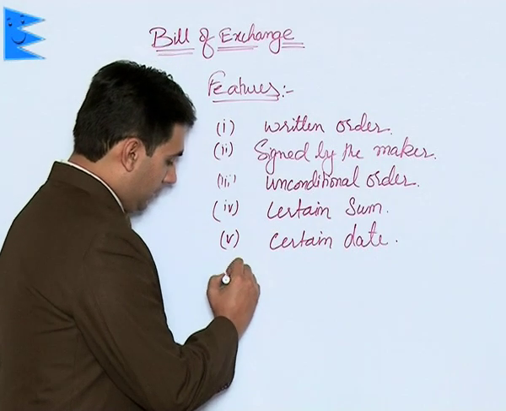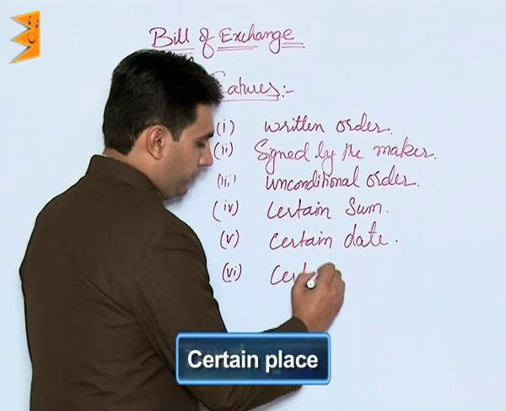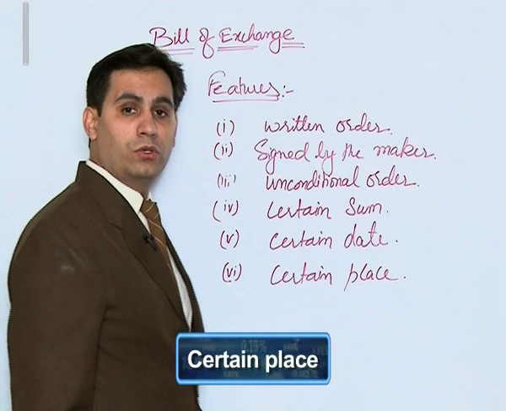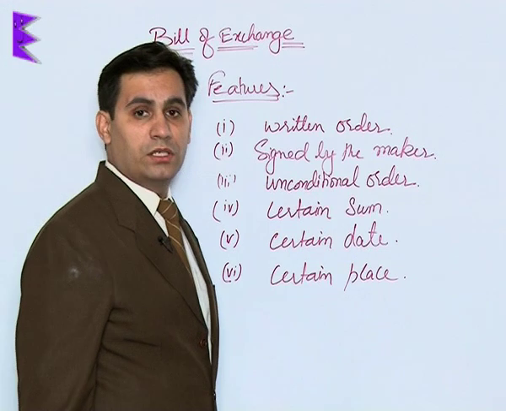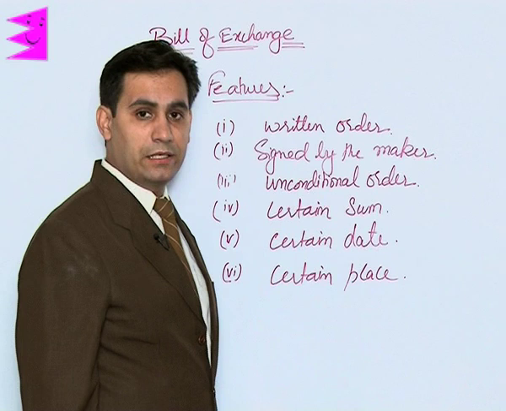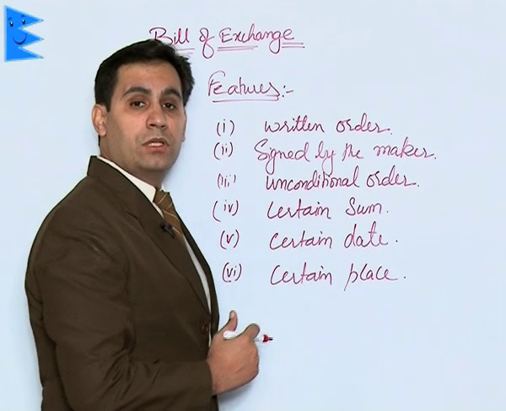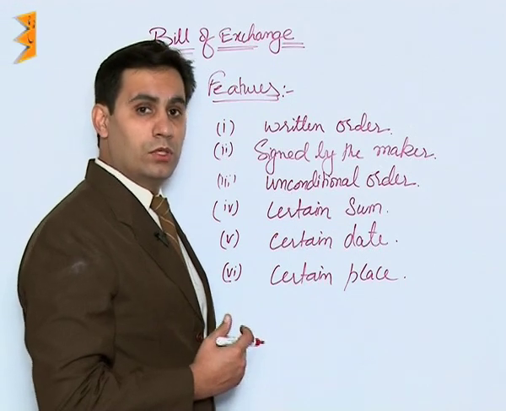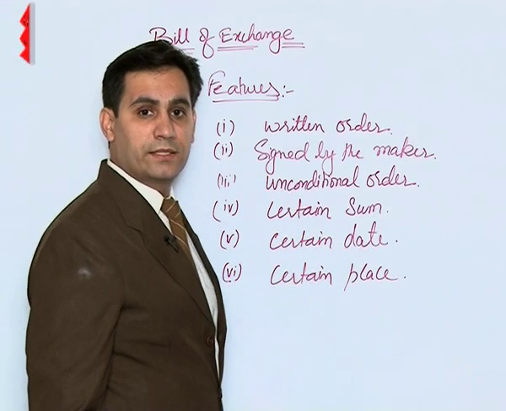Then we have certain place also. Very often the place of payment is also defined. So students, a bill of exchange is an unconditional order in which a person directs another person, who is most probably his debtor, to pay up a certain sum of money to a particular person, which can be either him or somebody whom he has ordered, on a particular date, a particular sum at a particular place.